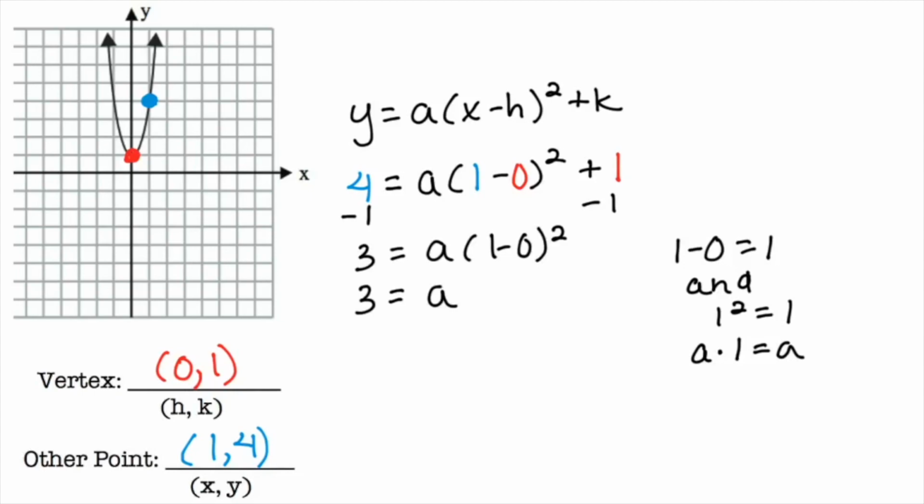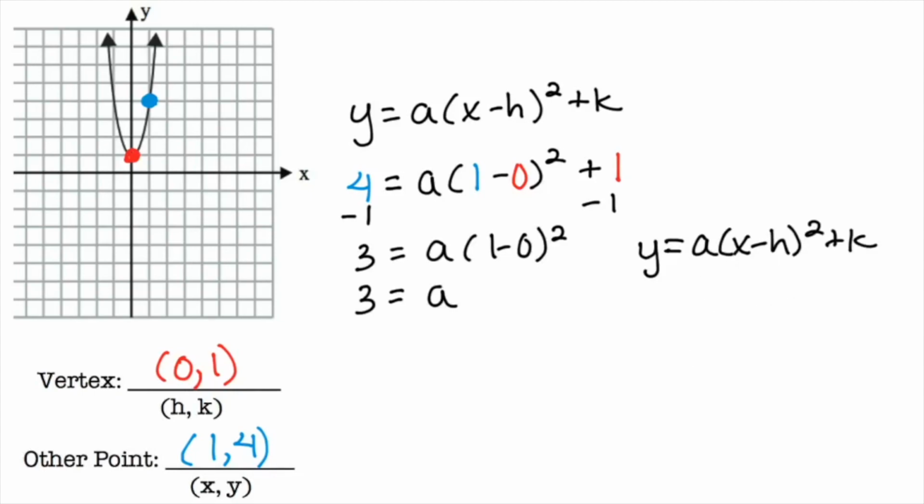So now that you know what a equals, you can use your vertex form again and substitute in everything that you know. So we're going to change the h and the k over, and now we know what a equals. So a, h, and k we're changing. So we have y equals 3 this time from our a, parentheses x minus 0 squared plus 1.